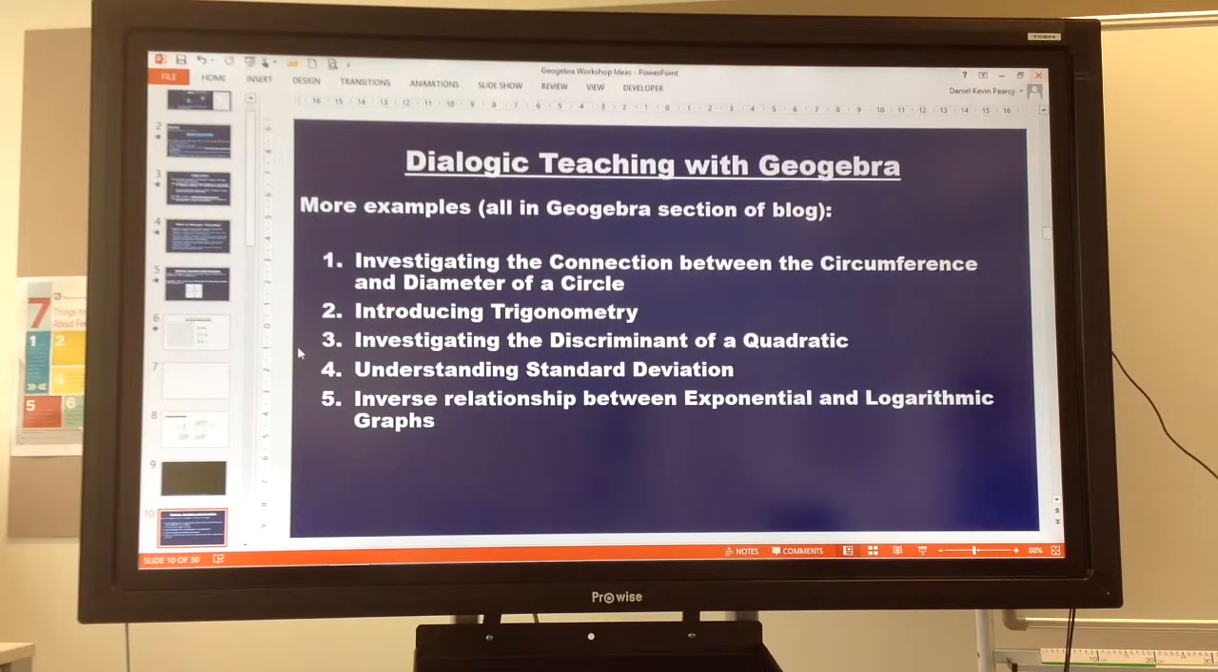And I think that's, again, where GeoGebra comes in. You can generate lots and lots of data to confirm your conjecture. And the same with other applets here. Again, they're all in the GeoGebra section of my blog, so you can take a look at them. Obviously, there's so many more. I'm just showing you some that have really worked well for me.